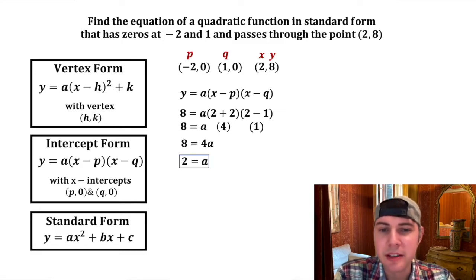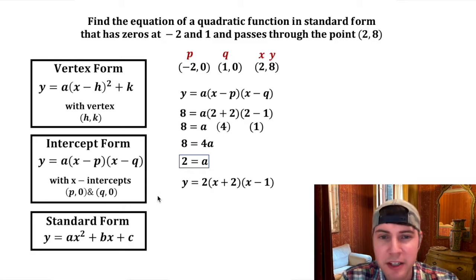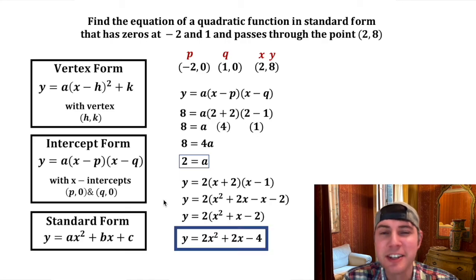So now we can rewrite this as y equals, we can plug in 2 for the a, then we have x minus p, which in this case would be x plus 2, and we have x minus q, which would be x minus 1. Then we can FOIL this out. We end up with x squared plus 2x minus 2. Combine like terms, we get y equals 2 times (x squared plus x minus 2), and then distribute the 2. We have y equals 2x squared plus 2x minus 4. And that is our answer in standard form.